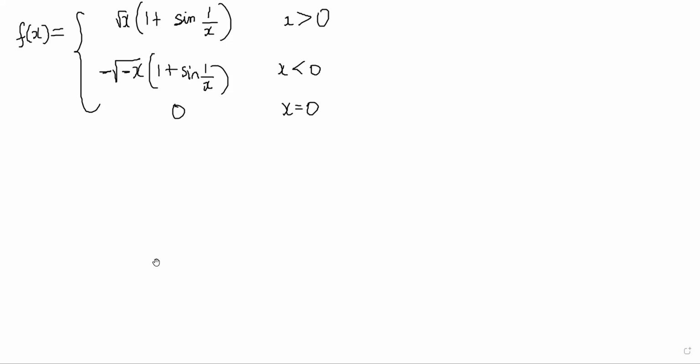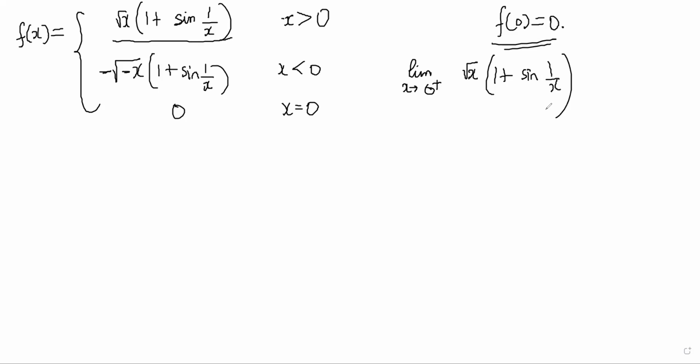You have to find out whether it is continuous or differentiable at the 0 point. At the 0 point, what is the nature? Let's check continuity first. f of 0 is clearly 0. So we have to now check the tendencies. Limit of x tends to 0 plus, let's say. In that case, the function is root x times (1 plus sine of 1 by x).